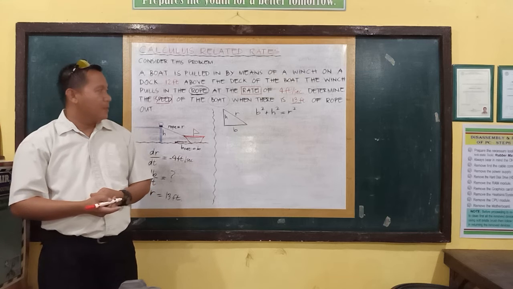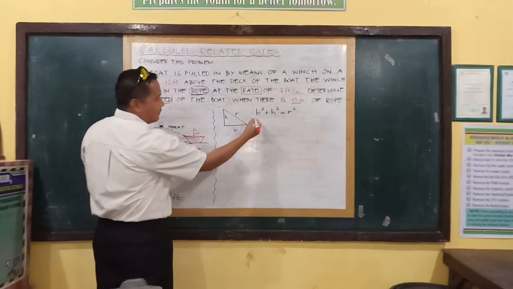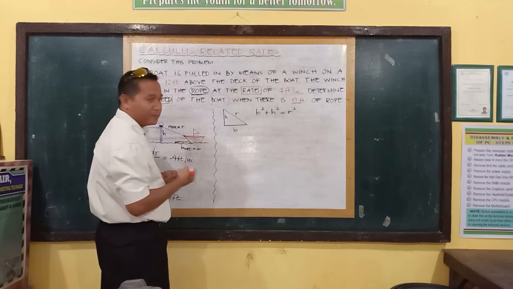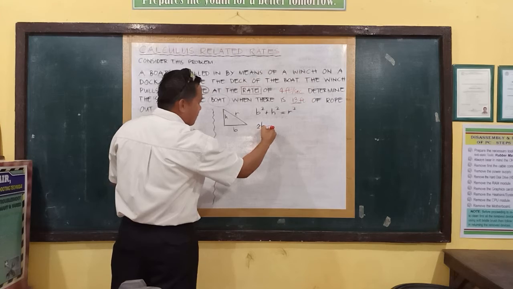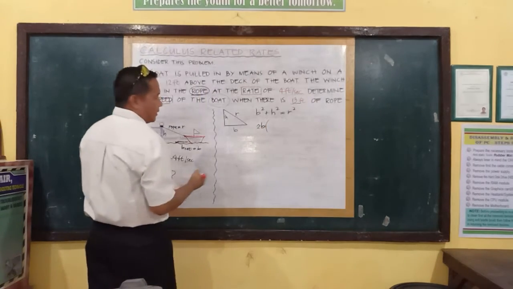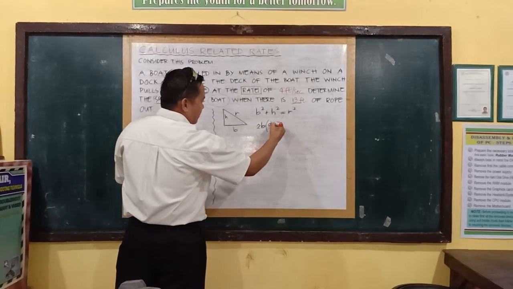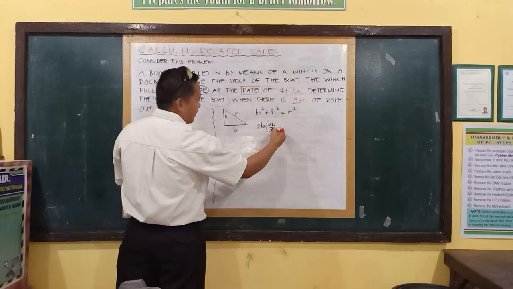So let's start. The derivative of B squared, we know that this is going to be 2B times the derivative of B with respect to the time.